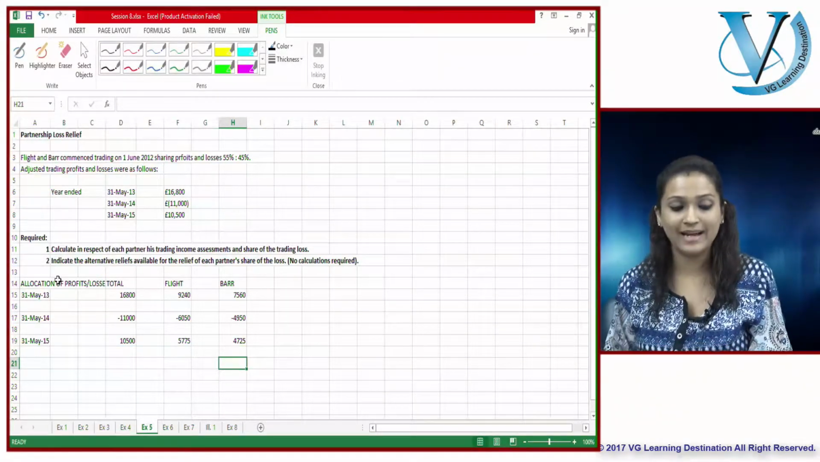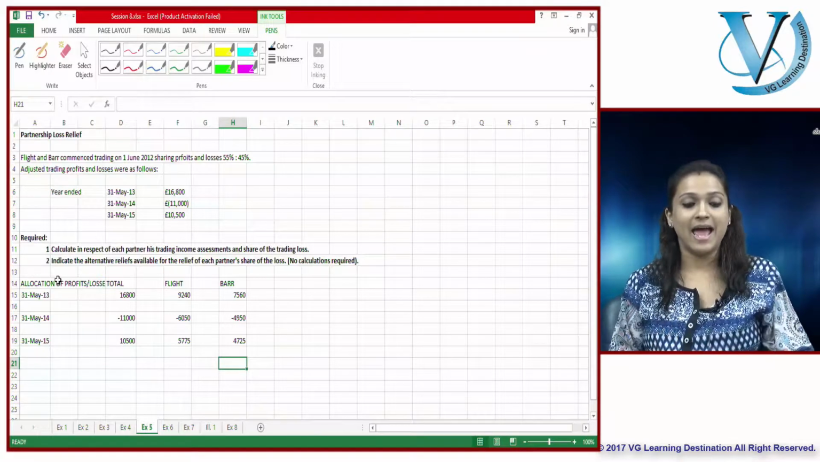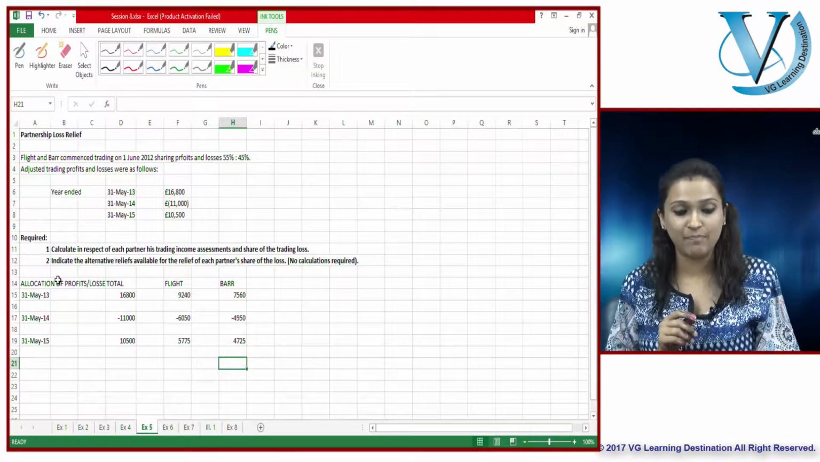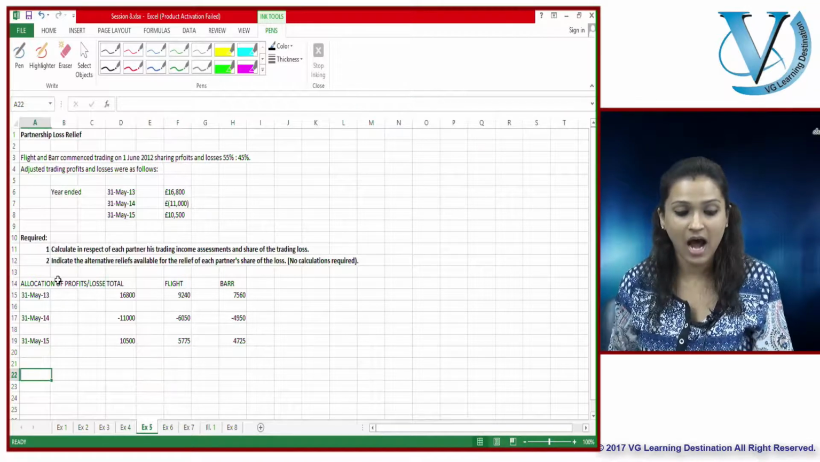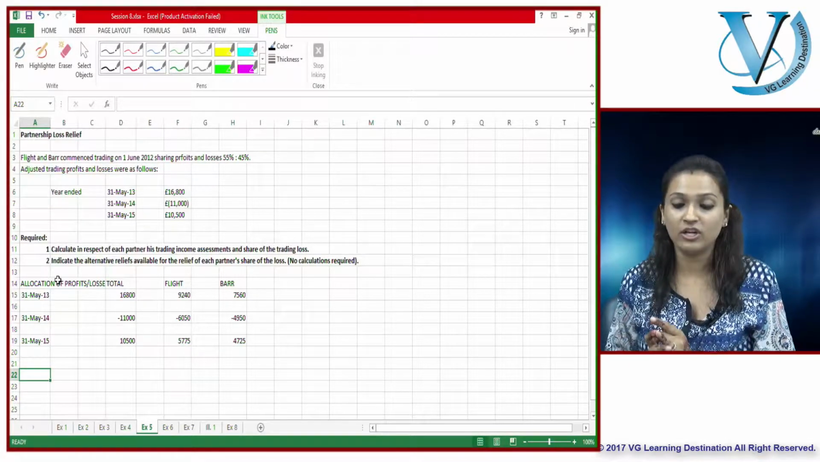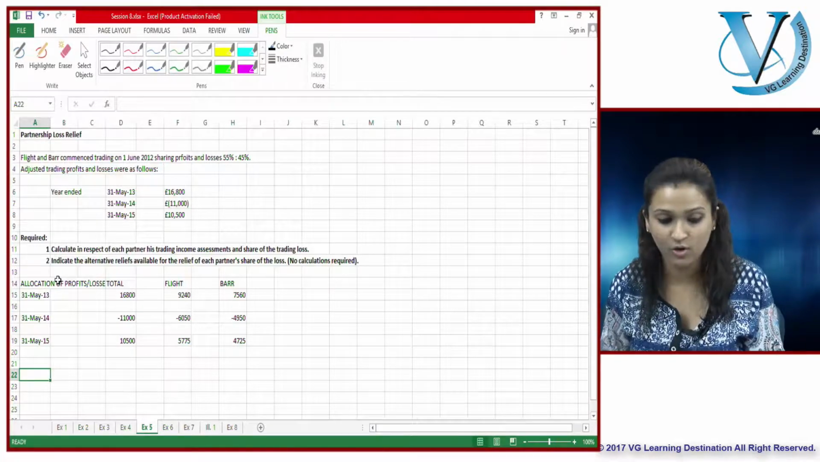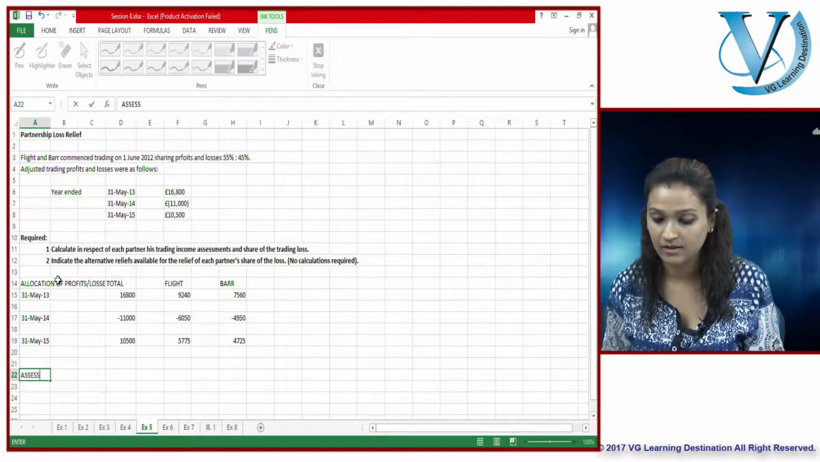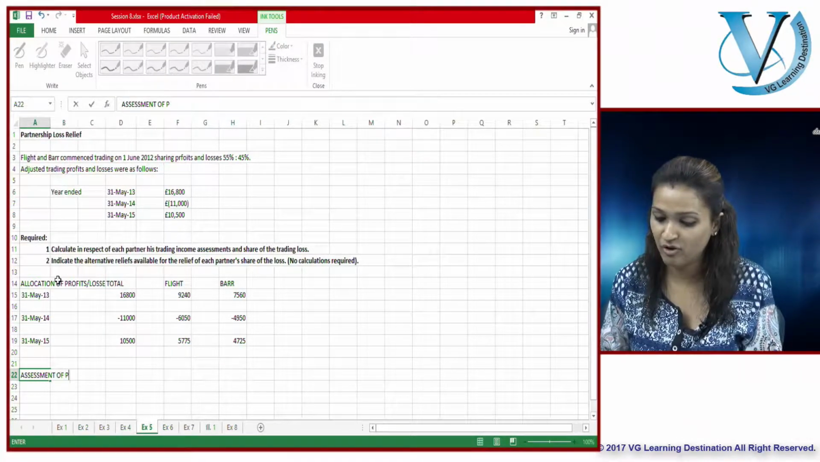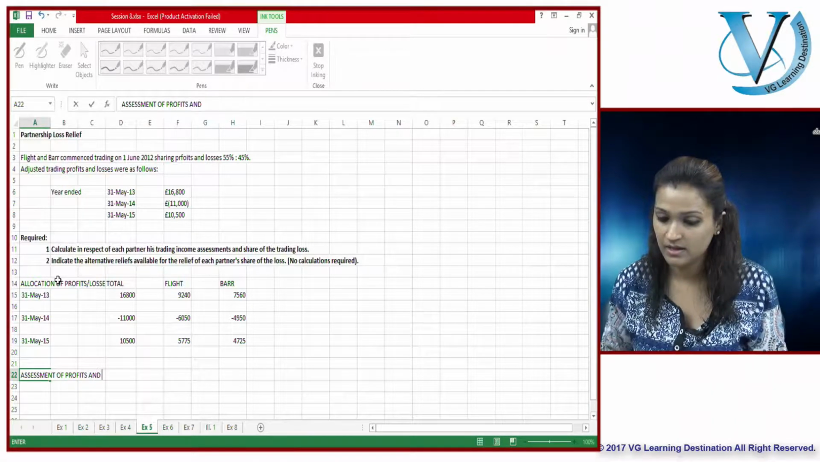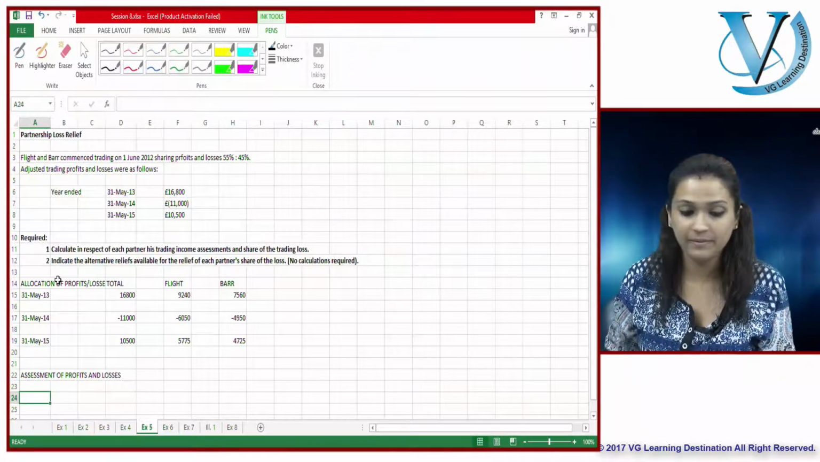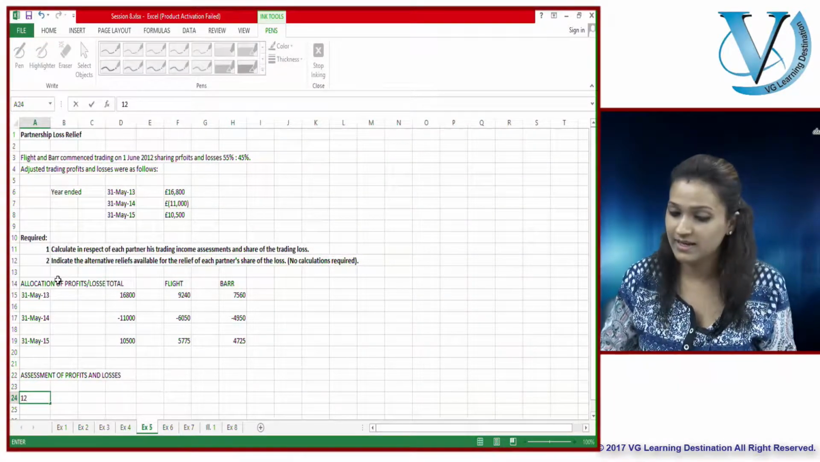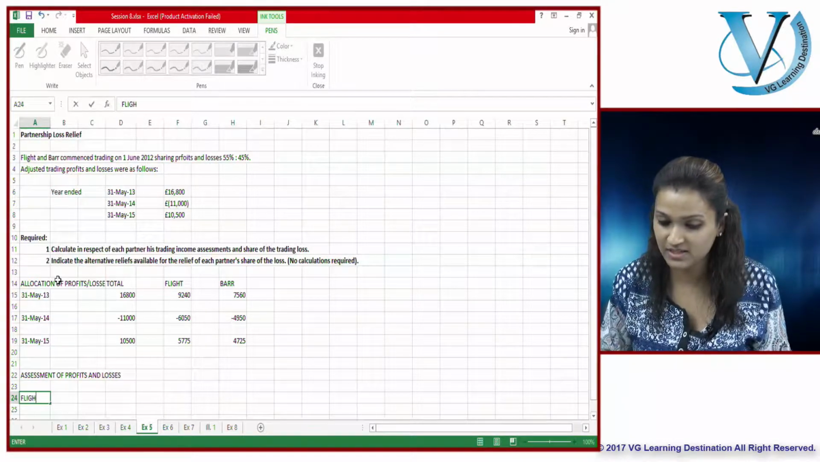Now let's have a look at assessment and losses of each of these partners individually in their trading income and how they can claim relief for each of these partners. So let's have a look at assessment of profits and losses. The first year being 12, 13. Let's have a look at for each of these partners individually.